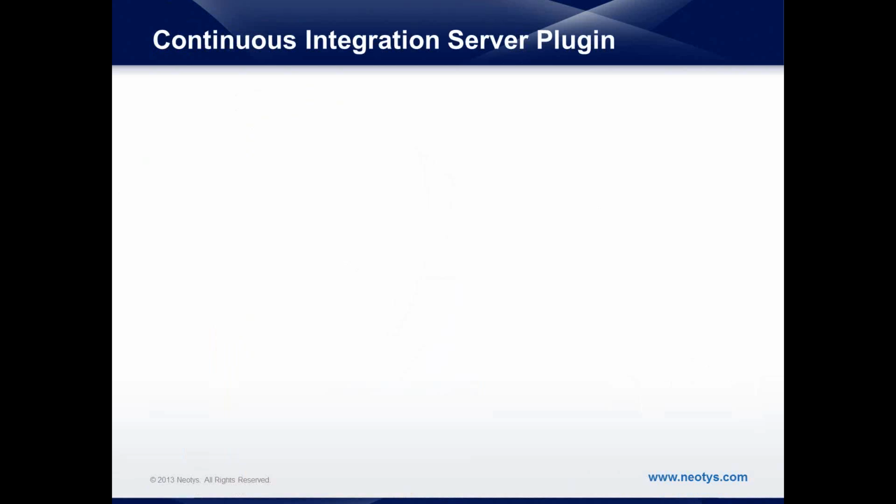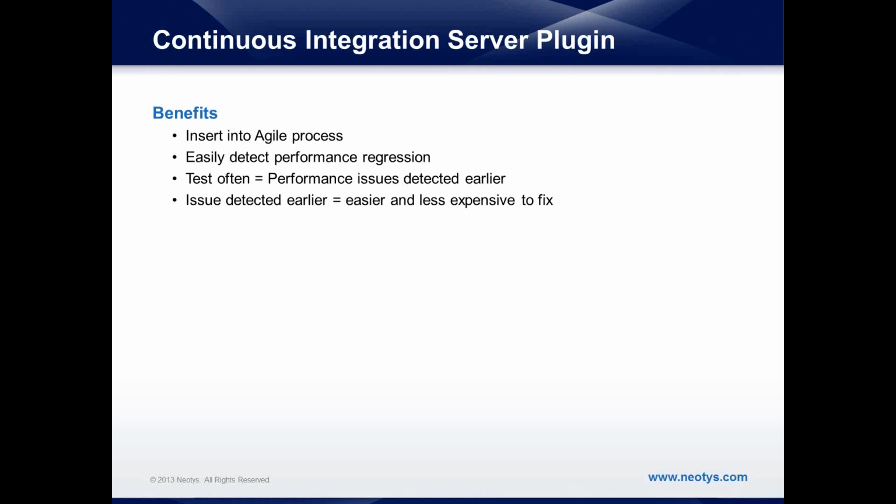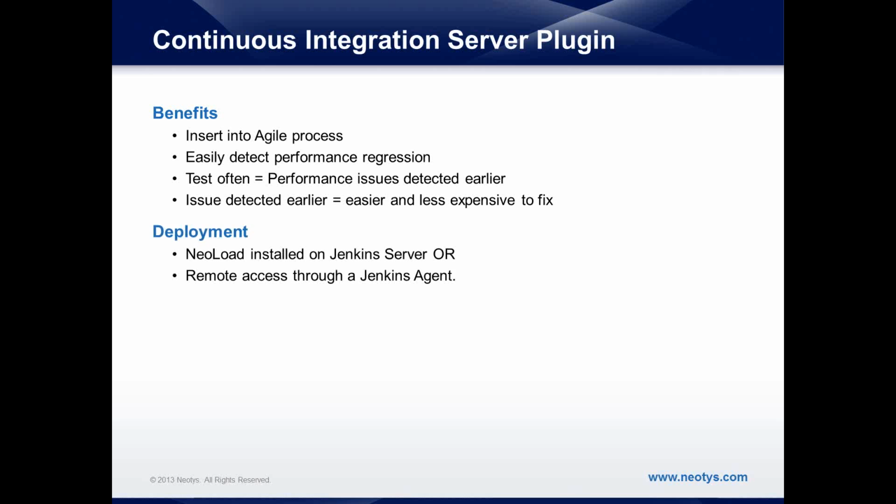Now let's talk about the continuous integration and the Jenkins plugin. The benefit of using continuous integration is, of course, to put all your project into an agile process. Therefore, you can easily detect performance regression. You can test often also. Performance issues are detected earlier, and since the issues are detected earlier, they are less expensive to fix.